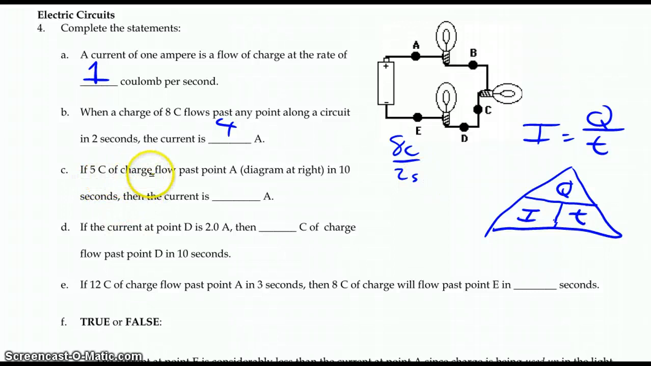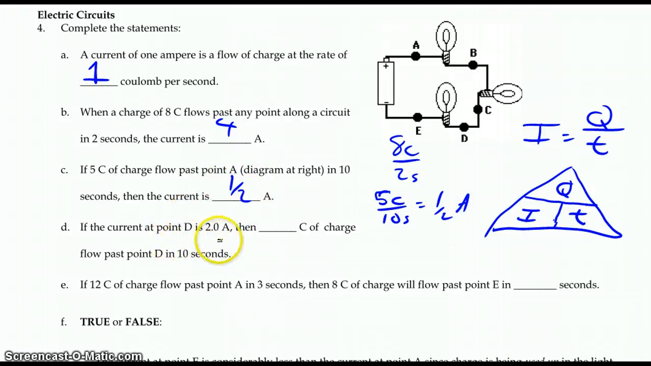C, if a charge of 5 coulombs flows past point A in our diagram in 10 seconds, then that makes the current. So the current I is equal to the charge 5 divided by the time 10. So 5 coulombs in 10 seconds equals 1/2 of an ampere, or 0.5.